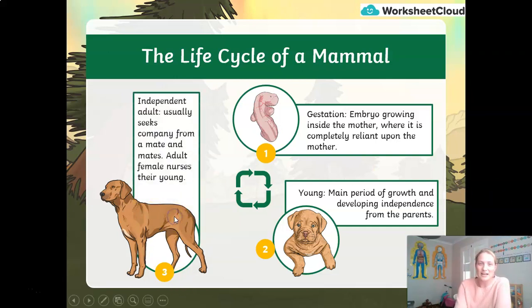Okay, and then obviously lastly we have adulthood. Now this is when you're fully independent. This is the stage in a mammal's life where they would seek company from a mate and mate in order to reproduce. Adults, remember, in mammals, the adult female nurses their young. Now that doesn't mean nurse as in a doctor and nurse. A nurse as in feeds their young milk.